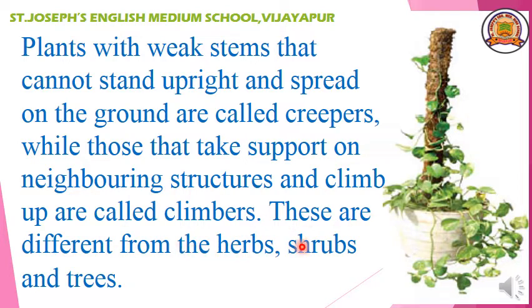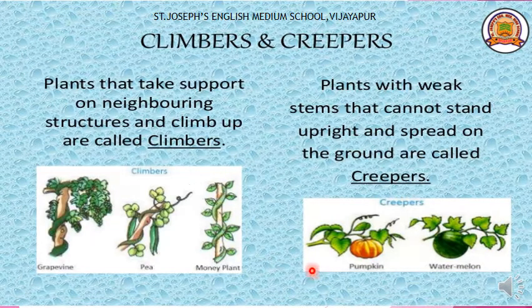Creepers are the plants which spread on the ground, whereas climbers take support and climb up. Here you can see some examples. Examples of climbers are grapevine, pea and money plant. And examples of creepers are pumpkin and watermelon.